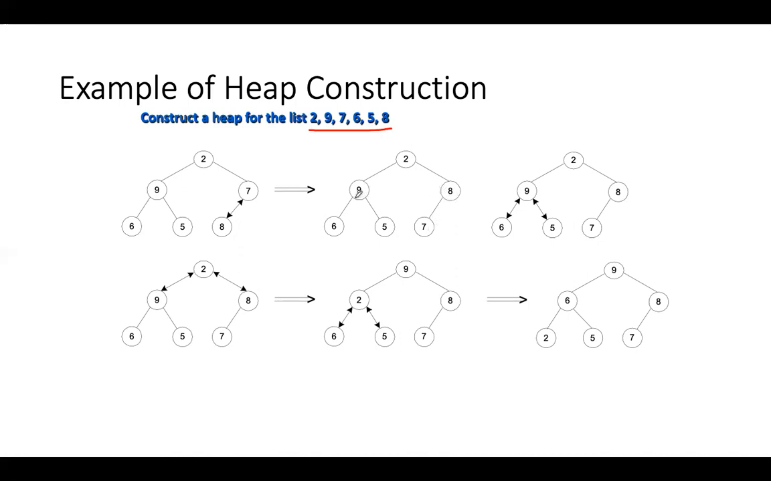Check the next parent node, that is 9. First the rightmost parent node and then the left parent node. Here the heap condition was not satisfied, so we interchanged it. Now the heap is satisfied. At this stage, check whether the heap condition is satisfied for the leftmost parent. In this case it is satisfied because 9 is greater than 6 and 9 is greater than 5. So there is no need to interchange here.